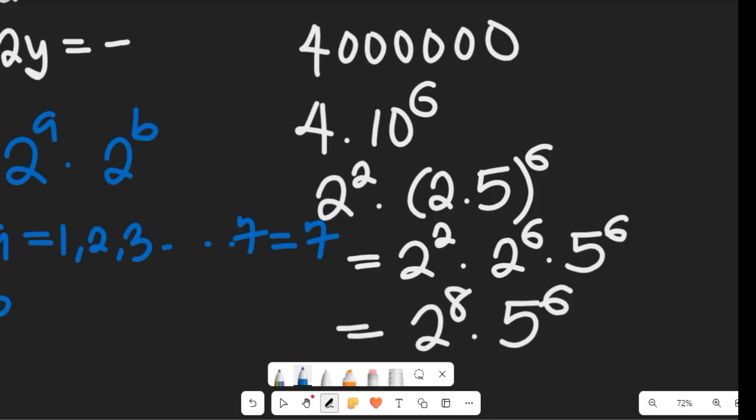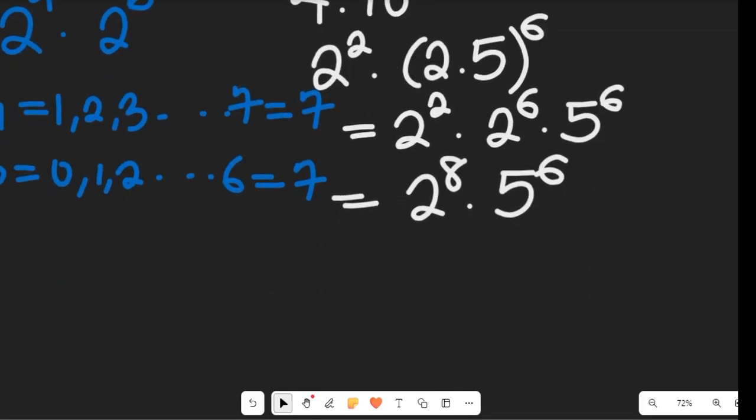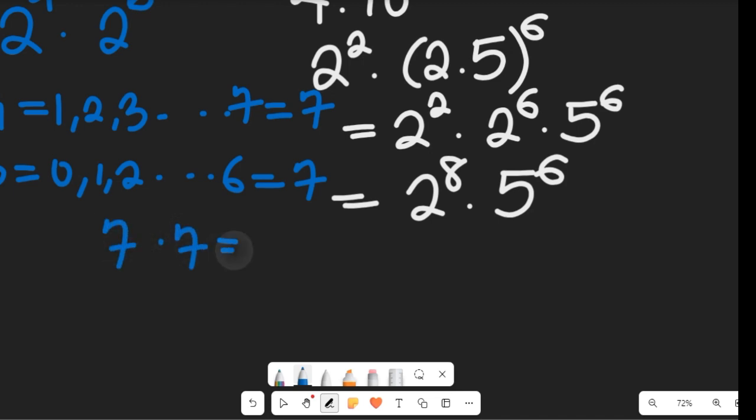And the values of B can range over 0, 1, 2, up to 6, so I can have 7 numbers. So what do I have? 7 multiplied by 7 gives me the number of factors of 4 million. That gives me 49, and 49 will be the number of factors I can get from 4 million.